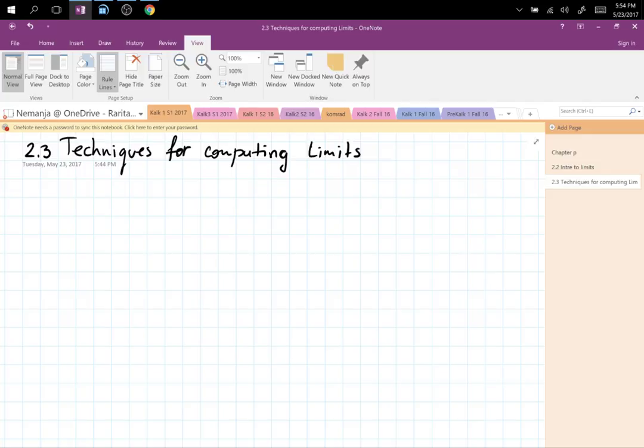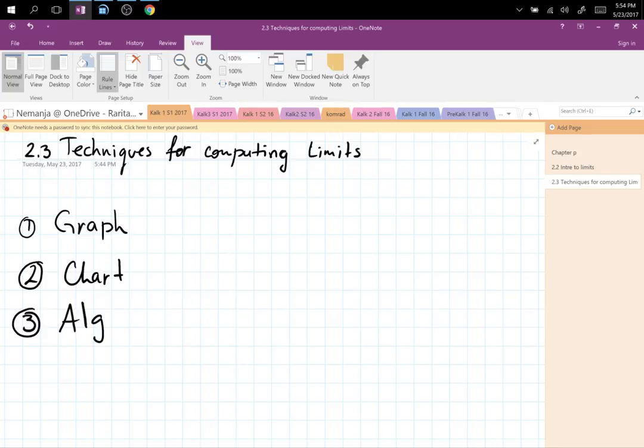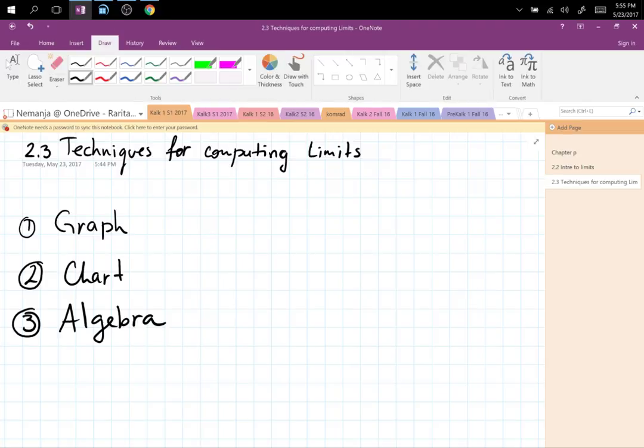So techniques are, number one, graph. Number two, chart. And number three, algebra. Now we already covered the graph and the chart. We have to talk about algebra. We will also talk about graph and chart as well, again.